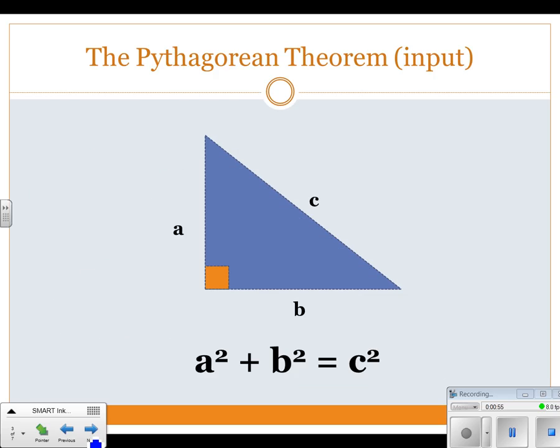The theorem is a squared plus b squared equals c squared. And what it does is help us find a missing length of a right triangle. It'll work for any right triangle when we're trying to find a missing length. The a and the b are the legs of the triangle. The c is the hypotenuse.